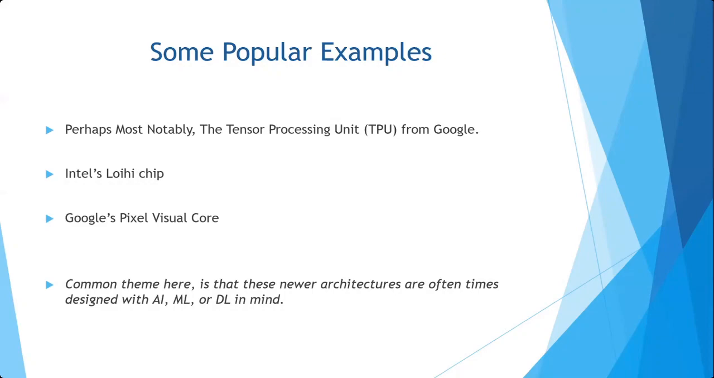Some popular examples, perhaps most notably, is going to be the tensor processing unit from Google. There's the Intel Loihi chip, which is still early days yet, but that's a pretty cool thing. You also have the Google Pixel Visual Core, and you also have the Edge TPU, also by Google, which is like a TPU meant for edge computing. And the common theme here is that these newer architectures are oftentimes designed with artificial intelligence, machine learning, or deep learning in mind. In fact, that's almost across all of the popular domain-specific architectures that I saw, as they all have ML applications.